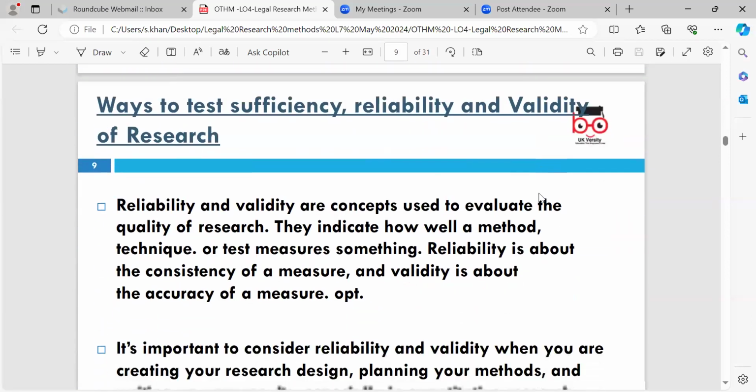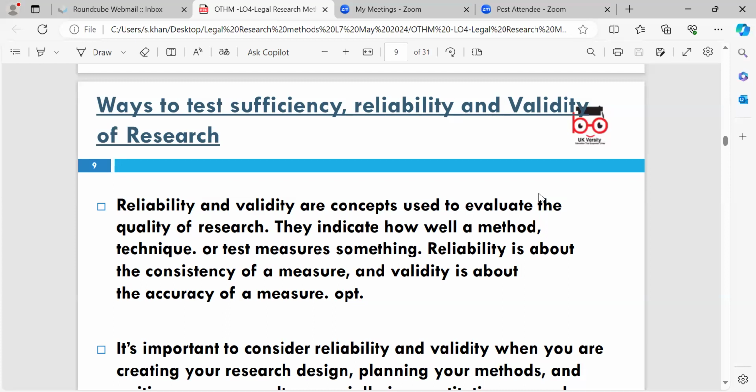Now, looking at ways to test sufficiency, reliability and validity of research. That's really important, because when we look at reliability and sufficiency of any data, it's really important that we identify that it's valid. Reliability and validity are concepts used to evaluate the quality of research. They indicate how well a method, technique or test measures something. Reliability is about the consistency of a measure, and validity is about the accuracy of a measure.